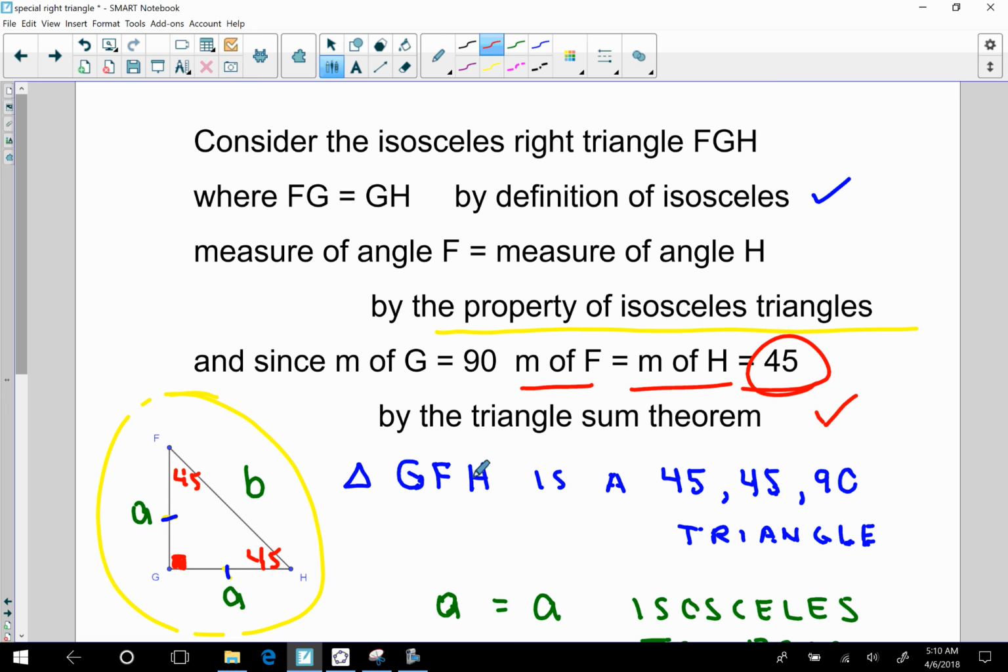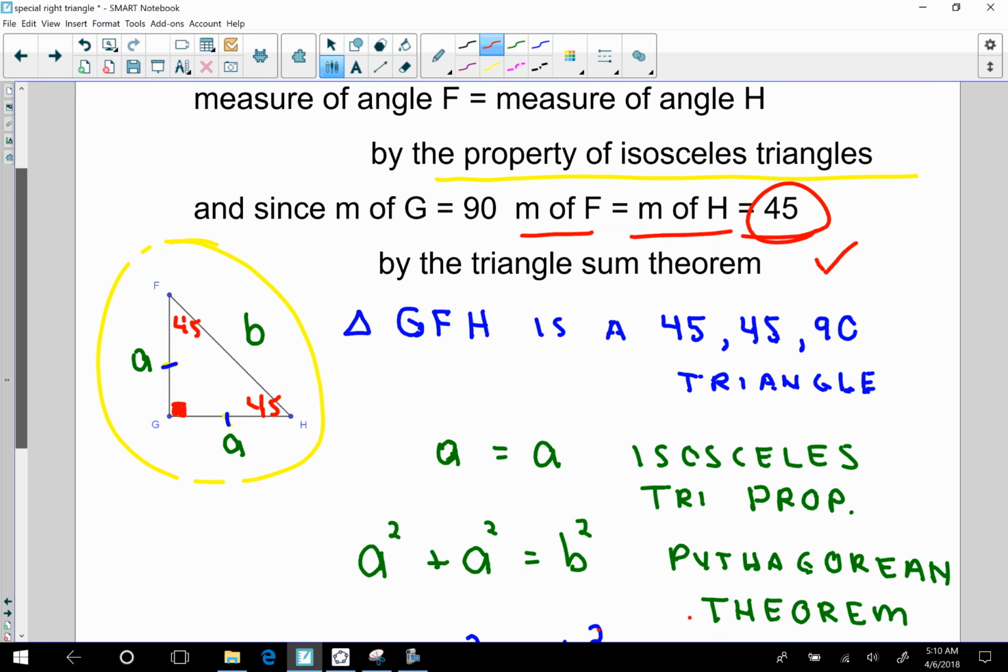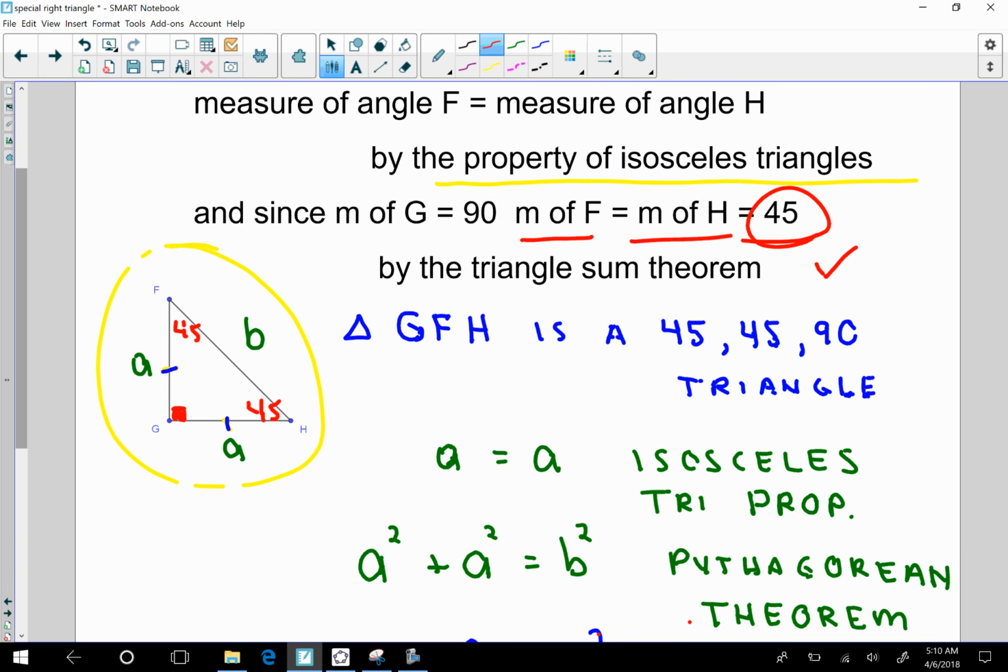So now I have this triangle, this isosceles right triangle. What we're going to do is call that a 45, 45, 90 triangle. And we know that the legs are equal. We're going to define those legs to be A this time. Why is that true? That's the definition of an isosceles triangle. And now we're going to define this hypotenuse to be B.